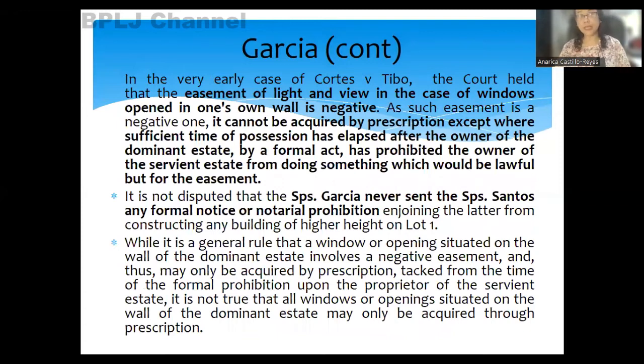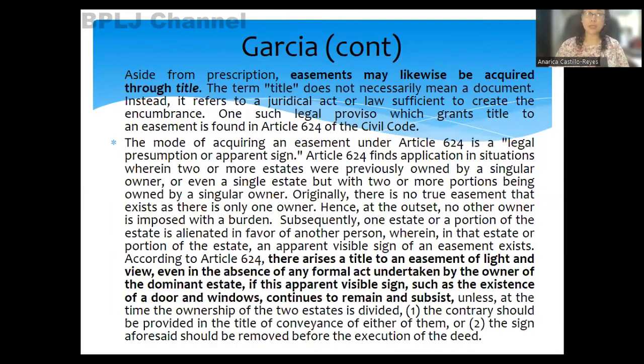The court held that an easement of light and view in case of windows opened in one's own wall is negative. As such, it cannot be acquired by prescription except where sufficient time of possession has elapsed after the owner of the dominant estate by a formal act has prohibited the owner of the servient estate from doing something which would be lawful but for the easement. It is not disputed that the spouses Garcia never sent the spouses Santos any formal notice or notarial prohibition.